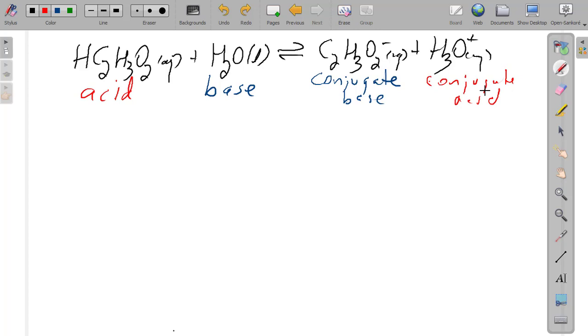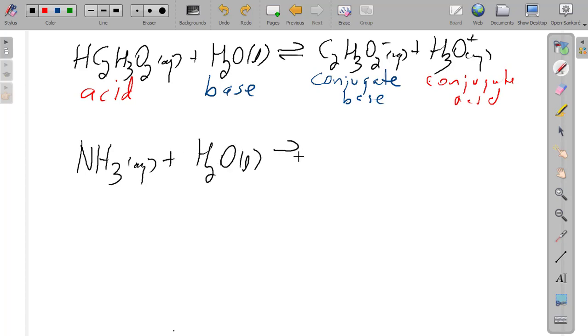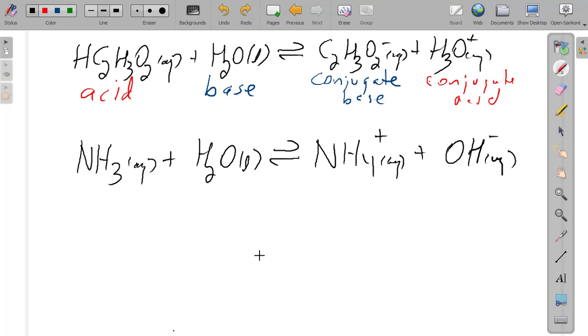Let's look at the next one. Here we have ammonia, aqueous, reacting with water, liquid, in equilibrium with ammonium ion plus the hydroxide ion. Okay, label the 4 parts again. Here we have a nitrogen-containing species and an oxygen-containing species. So let's focus on the nitrogen since it's first in our list.